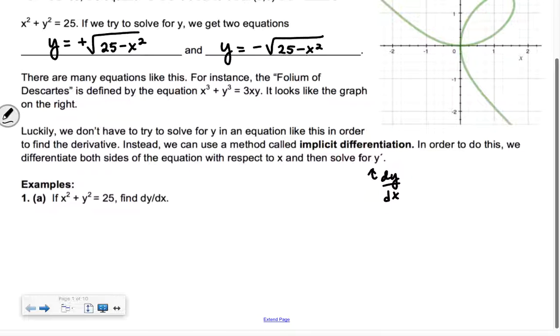Let's try it with the easy example first. If I have x squared plus y squared equals 25, go ahead and find dy over dx. So find y prime, right? We're going to take the derivative of x squared and we're going to get 2x. But then we're going to take the derivative of y squared, and we're going to have 2y, and we're going to multiply by dy over dx. Does everybody understand? It's just like the chain rule. If you had f of x, you need f prime of x. And then the derivative of 25 is going to be 0.